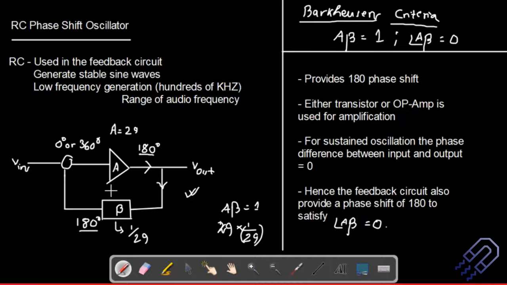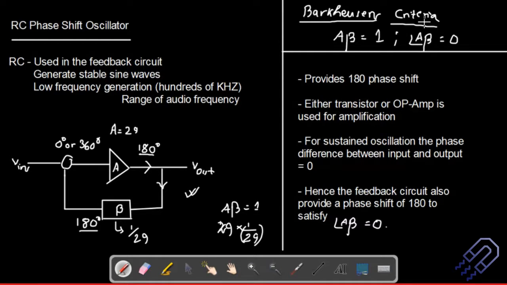In a feedback circuit it will have a feedback factor beta, and in the main circuit it will have a gain factor of A. How we are actually making the main circuit will depend on whether we are using a transistor or an op-amp. Both of them can be used for amplification, which is something we have seen. But in an RC phase shift oscillator, we are actually using an op-amp which will give me a 180-degree phase shift.